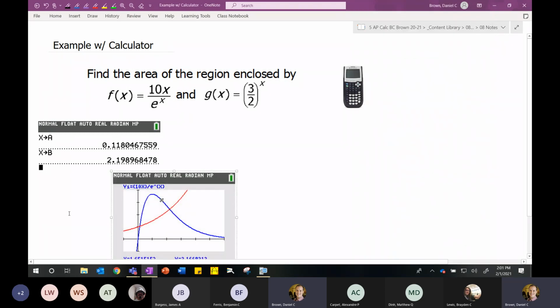So if this was a question on the AP exam, what I would do to set up my work, again, you do want to show your work before you get to the answer, is this is going to be the integral from 0.118 to 2.199. Again, when you do those in the calculator, you're going to use more decimals than that.